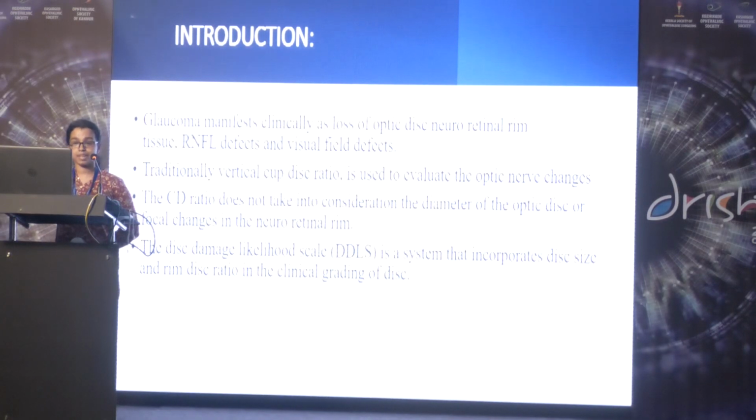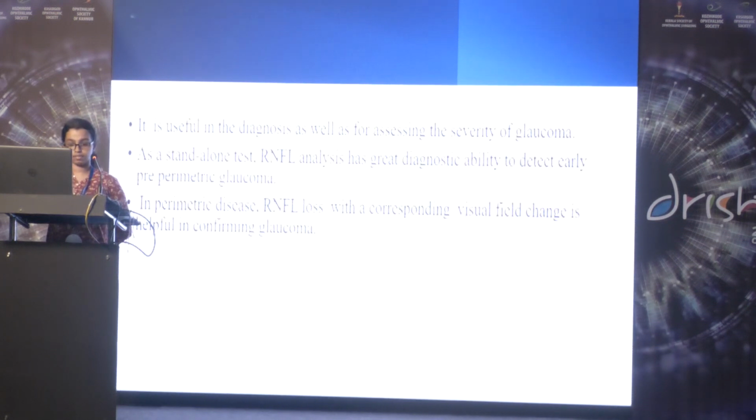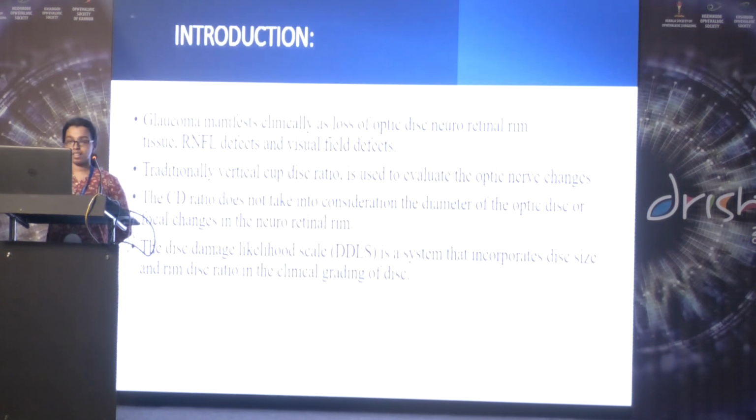Introduction. Glaucoma manifests clinically as a loss of optic disc neuronal rim tissue, RNFL defects and visual field defects. Traditionally, vertical CD ratio is used to evaluate the optic nerve changes. The CD ratio does not take into consideration the diameter of optic disc or focal changes in neuroretinal rim.